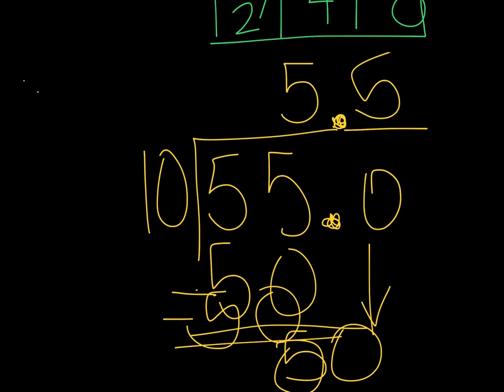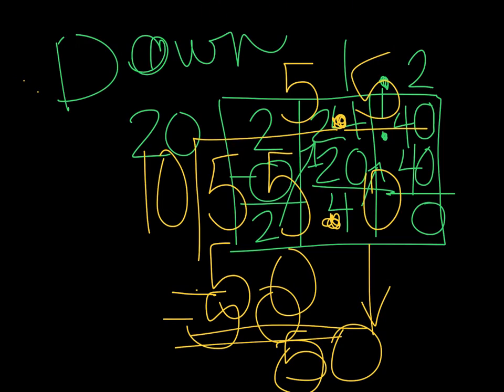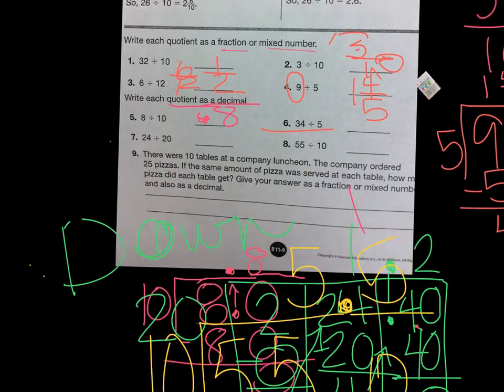Good job. All right, so now there is one more question on there. It is a reading problem. Let's look at it together. Can I borrow yours, please? All right, it says there are 10 tables at a luncheon. The company ordered 25 pizzas. How many tables are there at this luncheon? 10. Okay, I want us to look at this question together.